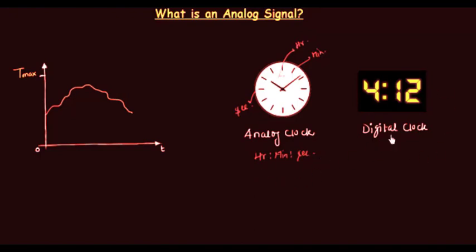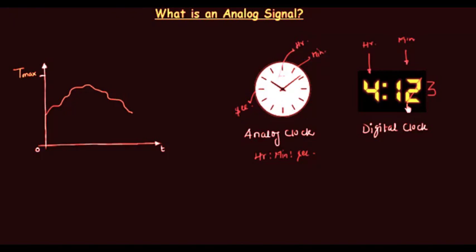Now let's see what happens in the case of the digital clock. This one represents the hour and this one represents the minute, but there is no second in this case. Once 60 seconds have passed, this 12 will change and we have 13. We cannot see what is going on between this 12 and 13 because it is not allowed in the digital clock. Either we have 11, 12, 13, 14, 15, not 11 minutes and 10 seconds.